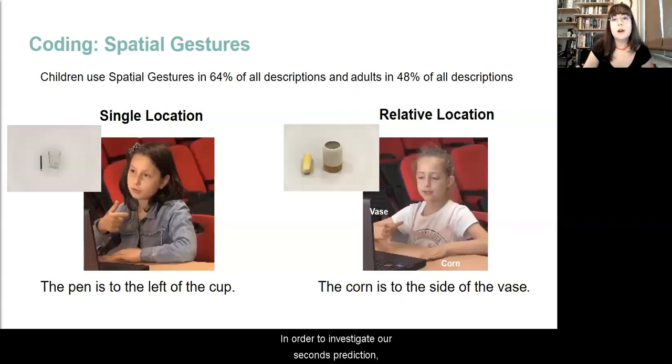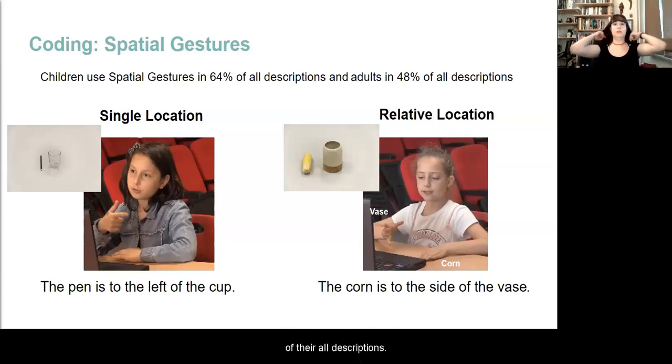In order to investigate our second prediction, we coded spontaneous co-speech gestures produced by children and adults that convey information regarding the location of the two items or the spatial relation between the items. We did not take into account other types of gestures, such as beat gestures. We did this coding per description and regardless of the type of speech used in the description. And we found that both children and adults use these spatial gestures. Children use them in 64% of their descriptions, and adults use them in 48% of all their descriptions.